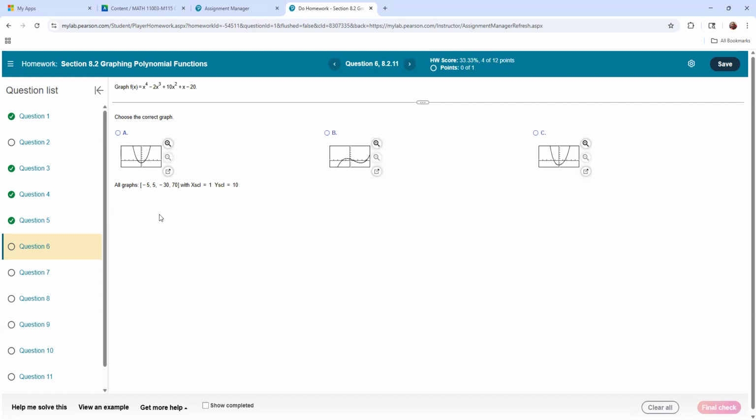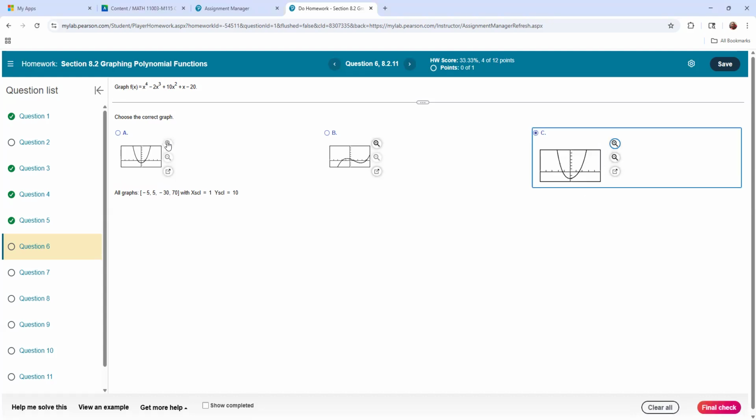All right, so now is where you see these numbers on the bottom. It says choose the graph, and then it says all graphs, -5, 5, -30, 70. And they're saying X scale 1, Y scale 10. This is what window they recommend you set the calculator at to get one of these four pictures, okay? So it looks like A and B are really close, except A is crossing at the first notch, and C, if you look, is crossing at the second notch on the bottom.